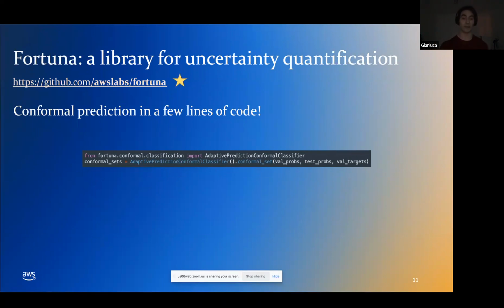So it could really be the softmax evaluated on this validation set or the test set. And then you will take the vector of validation targets. So 0, 1, 2, 3, 4, if you're doing MNIST, and so on. And that's it. And this will spit out a conformal set for each test target. Right. So this is a method, but we have many more.